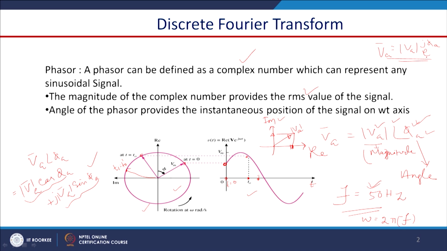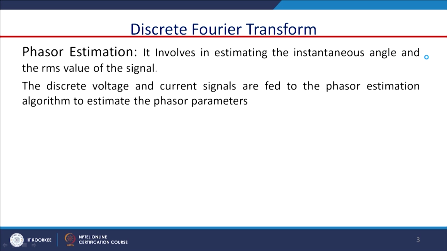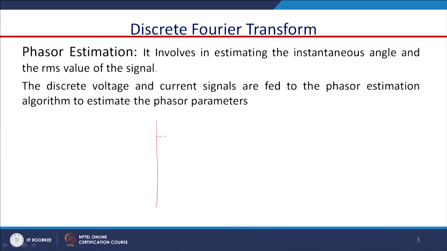This is our exponential form. Now, this DFT, discrete Fourier transform, is one of the signal processing techniques which is used to estimate the phasors of the voltage and current signal. Let us say we have 3 phase voltages, 3 phase currents.